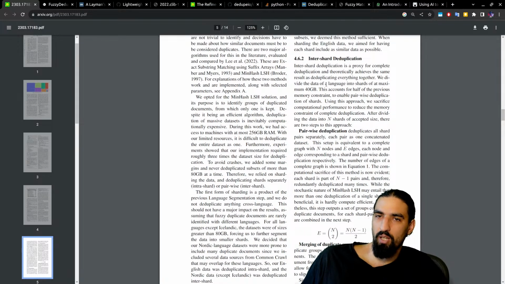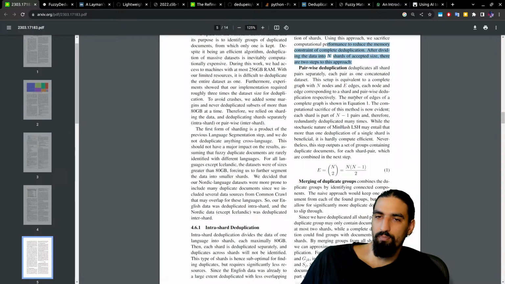Inter-shard deduplication is a proxy for complete deduplication and theoretically achieves the same results as deduplicating everything together. We divide the data of a language into shards of at maximum 40 gigabytes. This accounts for half the previous memory constraint to enable pairwise deduplication. Using this approach, we sacrifice computational performance to reduce the memory constraint of complete deduplication. After dividing the data into n shards of accepted size, there are two steps to this approach.